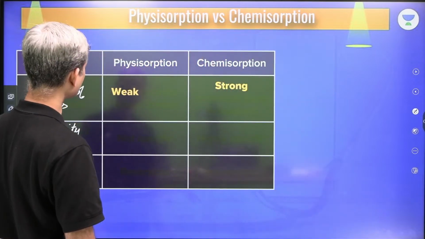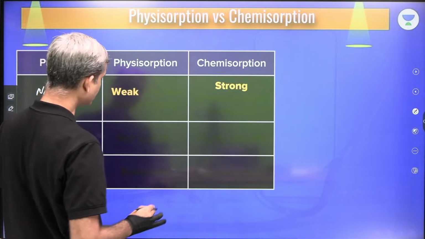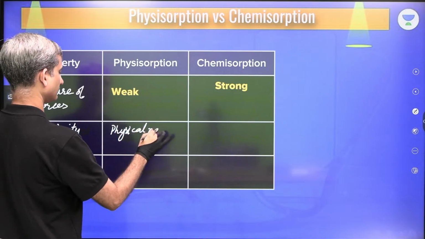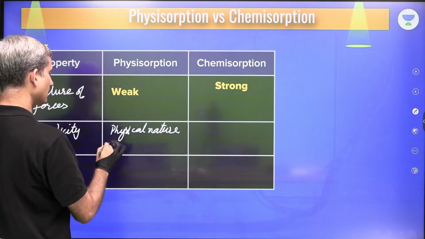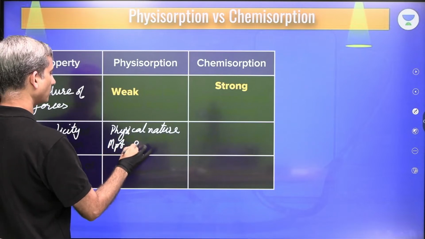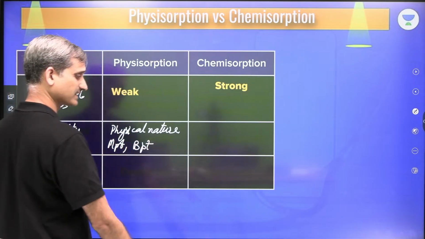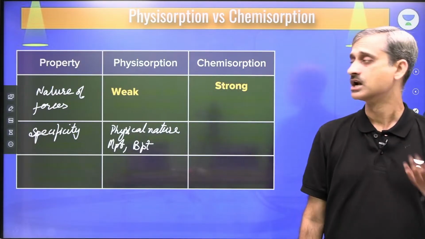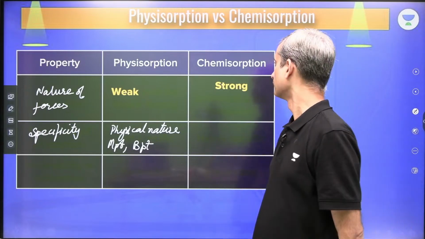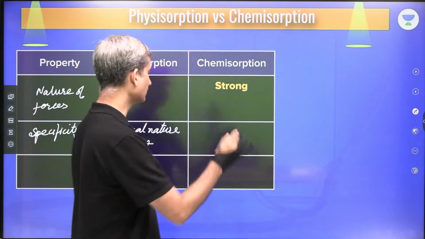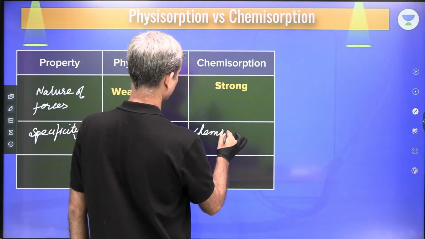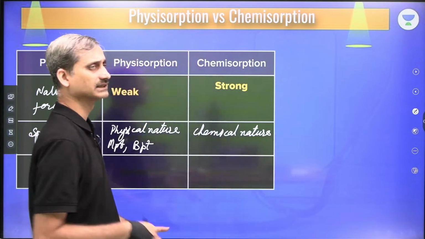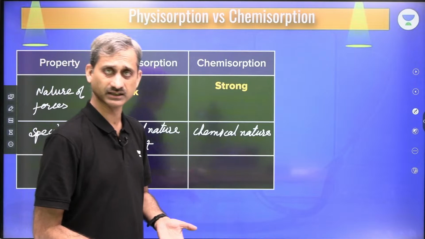But when we talk about physical adsorption, this depends on the physical nature. When we talk about the physical nature, we are talking about the melting point, the boiling point, the surface area, the ease of condensation. That is what we are talking about when we are talking about physisorption. But when we talk about chemisorption, we are talking about the chemical nature. Here we are not talking about the melting point or the boiling point. Here we are talking about the reactivity.